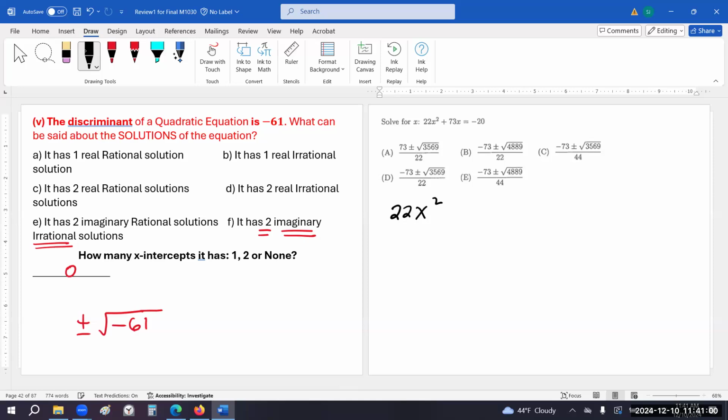The next one, we have 22x squared plus 73x equals negative 20. By looking at the options, you can already tell that you are going to use the quadratic formula, right? So in order to solve for x, what is our first step? We want to have everything on one side. So we add 20 and we get 22x squared plus 73x plus 20 equals 0.